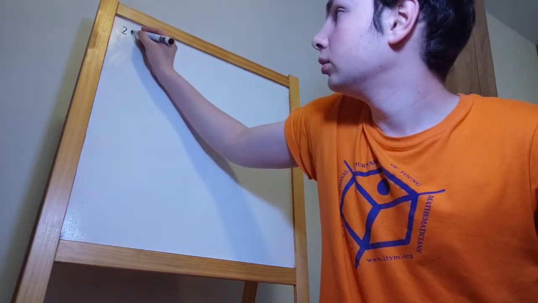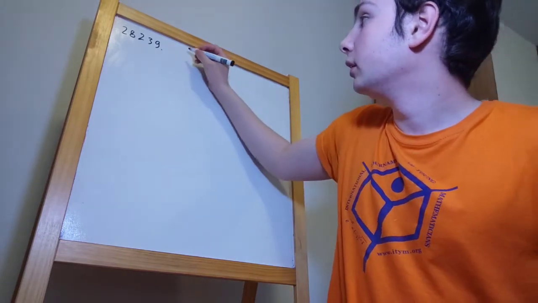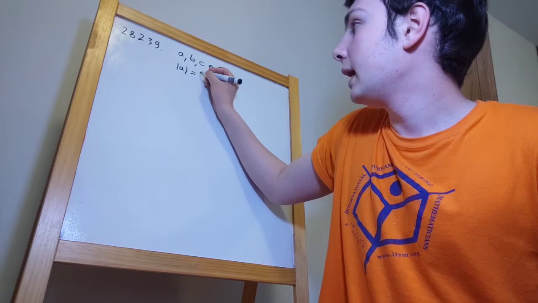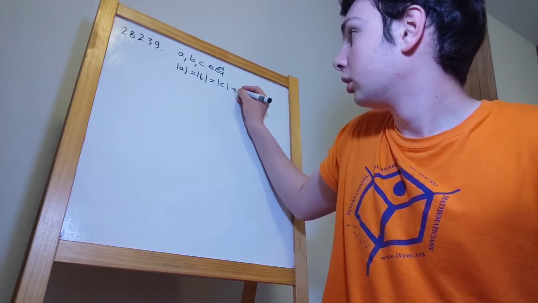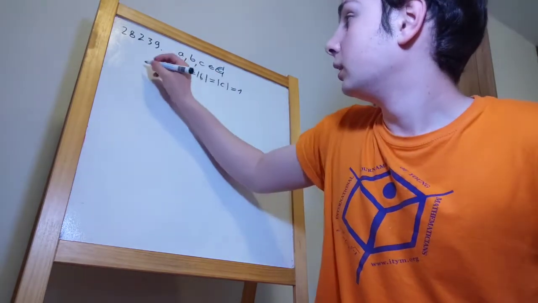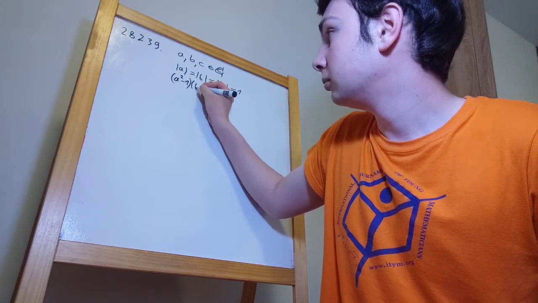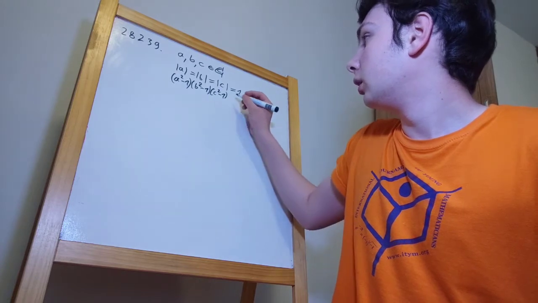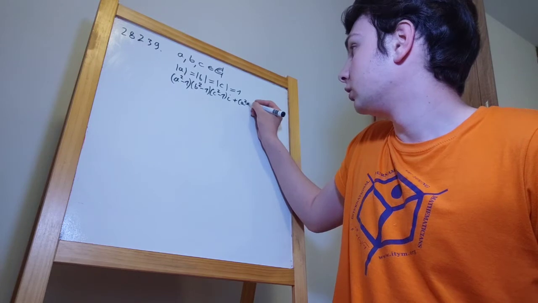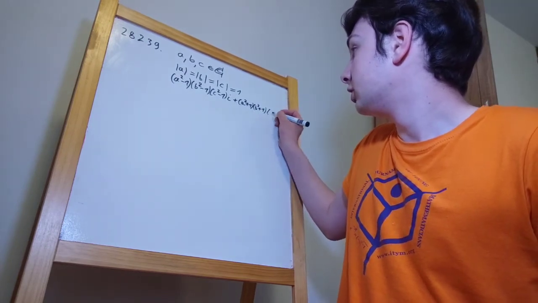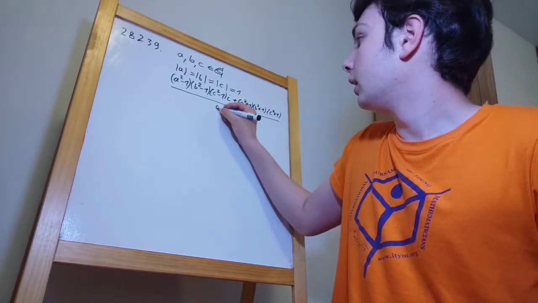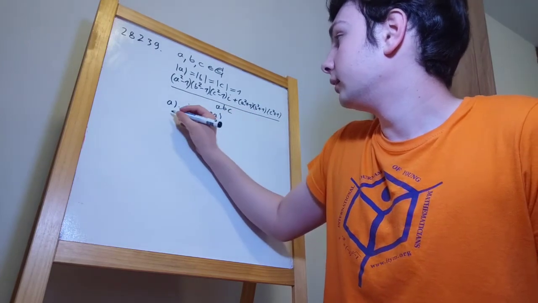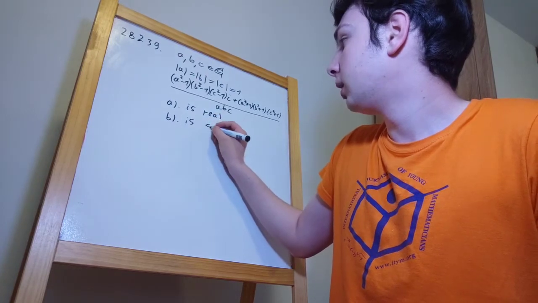We are talking about problem 28239, which states that if A, B, C are complex numbers and their radius in polar form is equal to 1, then show that this expression, a squared minus 1 times b squared minus 1 times c squared minus 1 times I plus a squared plus 1 b squared plus 1 c squared plus 1, all over ABC, is real and smaller than or equal to 8.